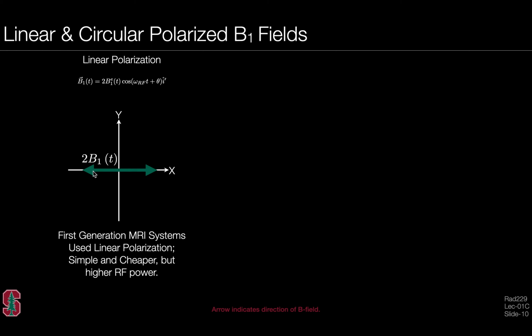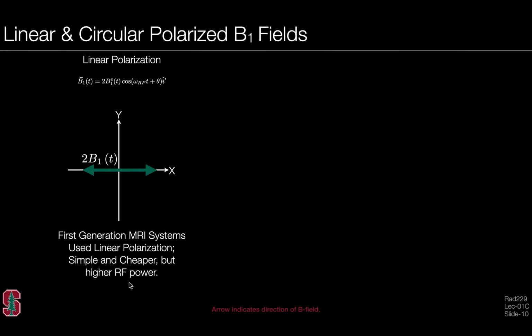So this is the linearly polarized field that we described just a second ago. It's a magnetic field, a B1 field that's oscillating back and forth at the Larmor frequency, shaped by an envelope function, but only pointing along, in this case, the x direction. And this was really used by first generation MRI systems that used linear polarization. It was simple, it was cheaper, but as we'll see in a moment here, it also has higher RF power. And the RF power, the energy required to generate these fields and ultimately deposited in the subject or object being imaged, is actually quite limiting in many MRI applications.